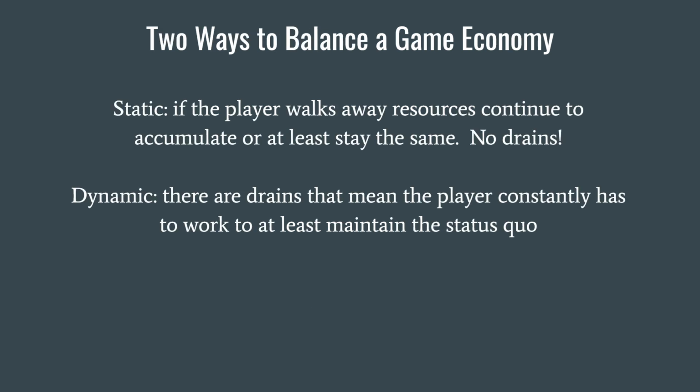So, with that said, there are two ways to balance your game economy, two ways to use those principles to balance the game. One is what's called a static equilibrium, which means if the player walks away, the stonecutter's hut is still going to make stones, and they don't need to do anything, and they can walk away, they could go make a sandwich, they could go play another game, and they can come back. And there aren't any drains. The stone hasn't been drained, and now they can come back and have millions and millions of stones.